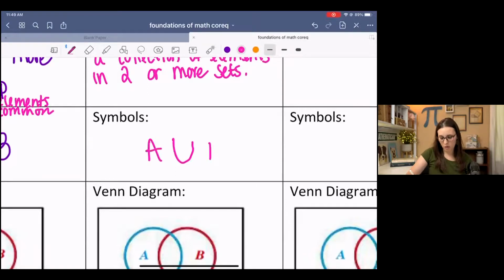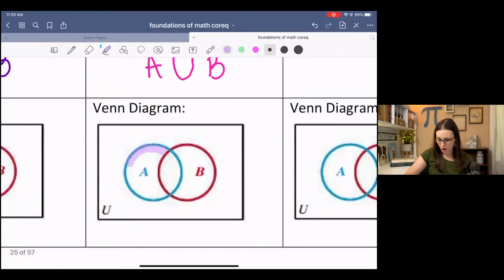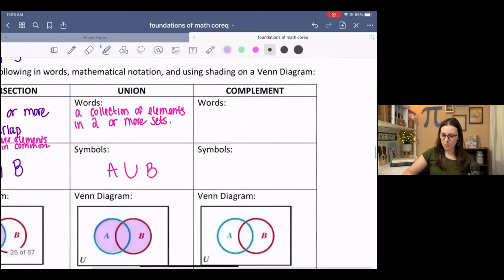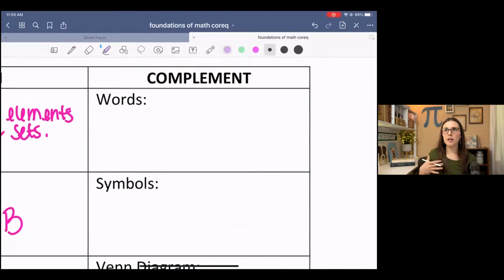So A union B. And that is less restrictive than intersection. The intersection is only the elements that they have in common, and the union is just the collection of all the elements in both A and B. We just collect them all up together, and some of them overlap, and that's okay. That's union.